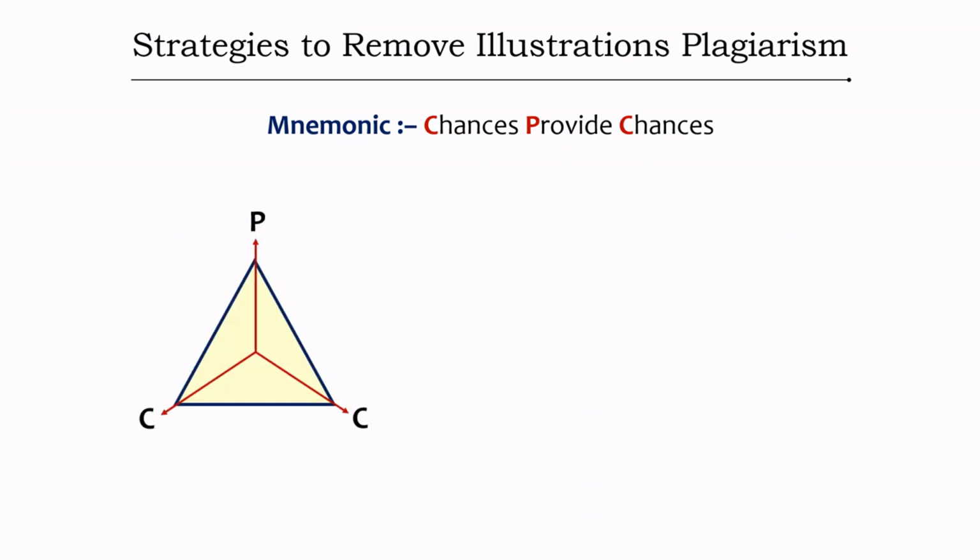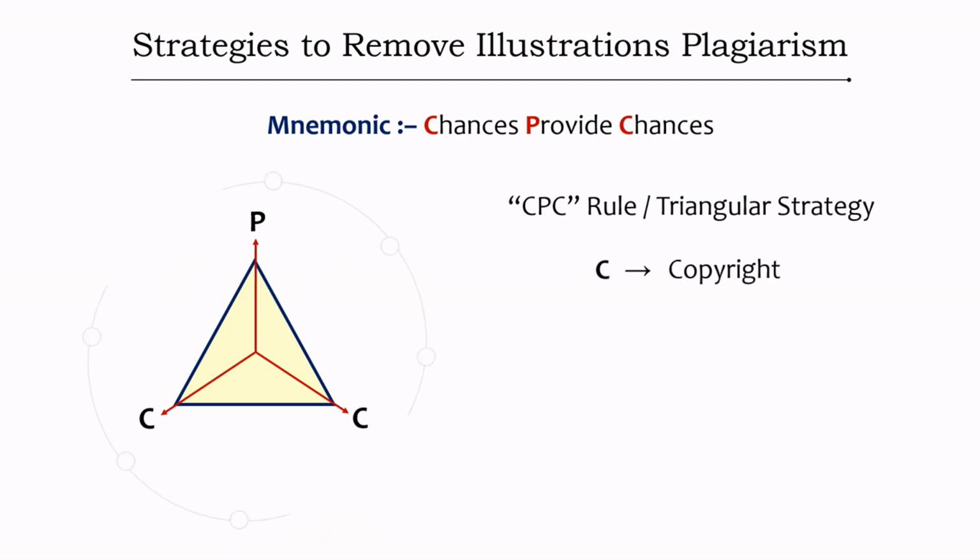Let's discuss the strategies to remove plagiarism. I have developed a unique mnemonic, that is, chances provide chances. You have to remember this mnemonic to remove illustration plagiarism. Imagine this mnemonic as a triangle, where the first letter of each word represents the 3 corners of the triangle. This mnemonic is also called the CPC rule, or triangular strategy. The first C represents copyright. P represents permission, and the last C represents citation.